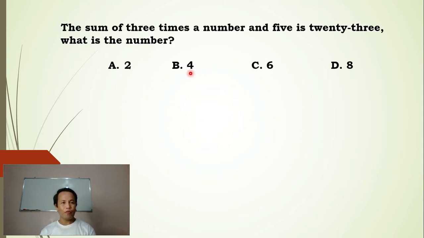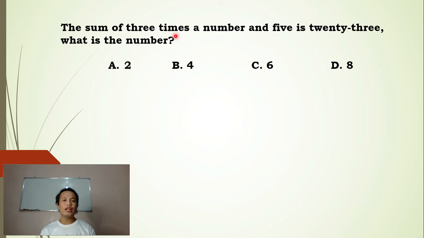So let us start with this example. The sum of 3 times a number and 5 is 23. What is the number? A, 2; B, 4; C, 6; D, 8. As you have observed here, this is a worded problem. This is an example of a number problem. In a number problem, what we need to do is to translate the worded problem into an equation.